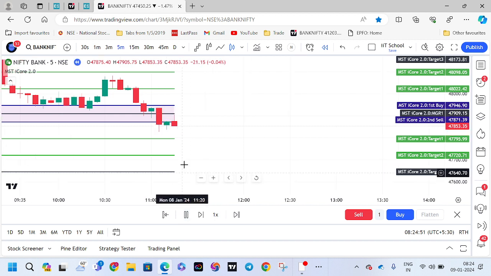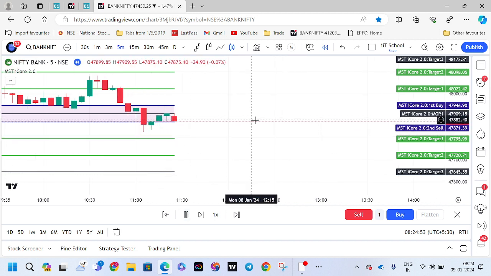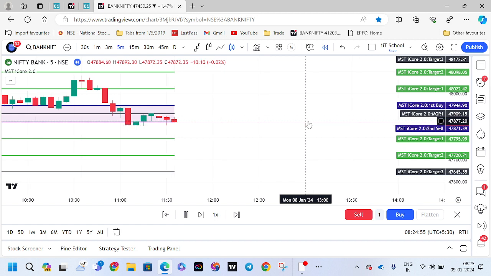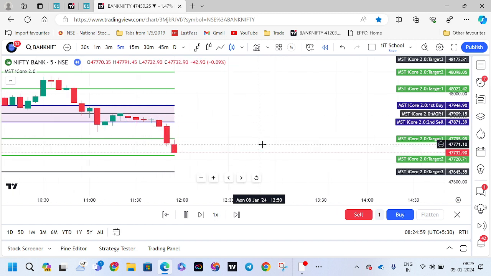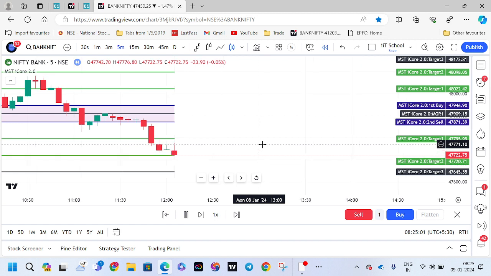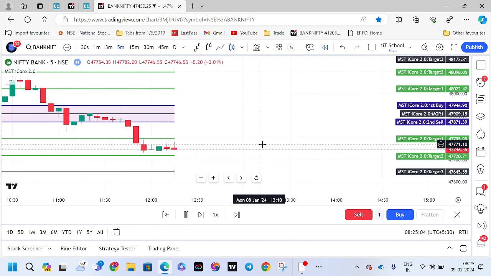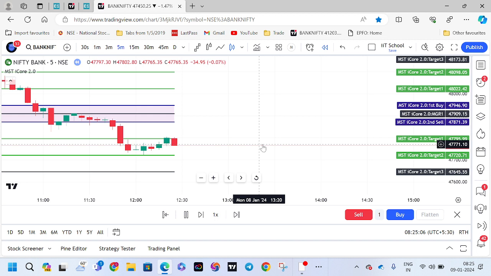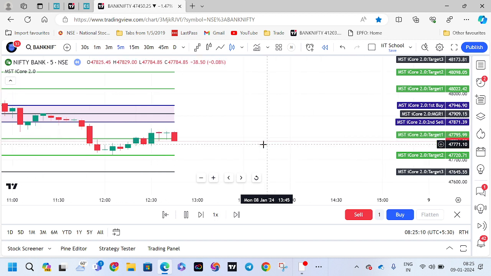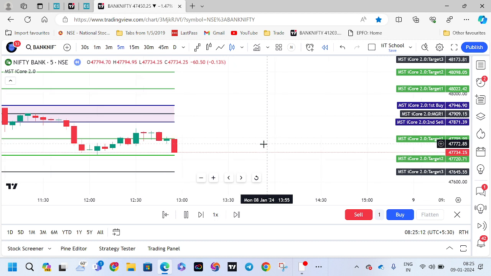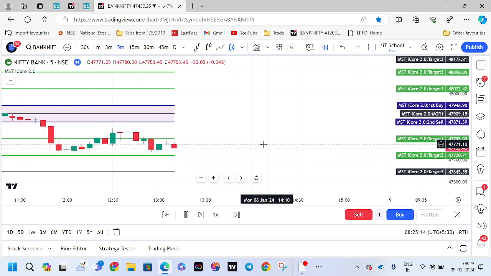Yeah, at this junction I have given the 48,000 put option to buy. See how the market has performed. First target hit, second target hit. The only thing is you need patience. You have to trust our system. You have to follow the routine.